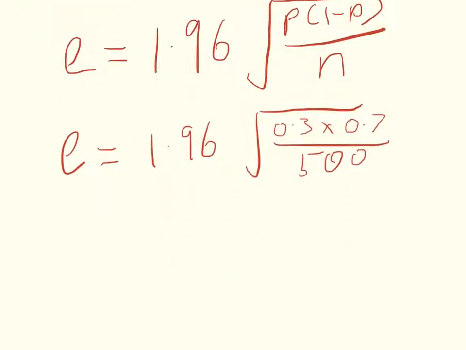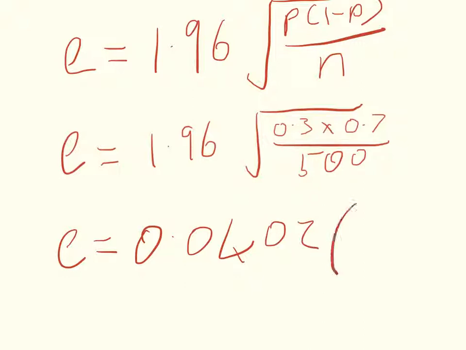Some quick calculations. Make sure you put the brackets into the calculator when you enter this in. It should come out to 0.0402. That's 4 sig fig.